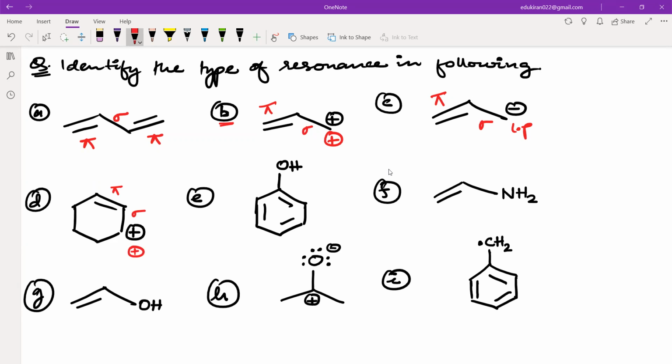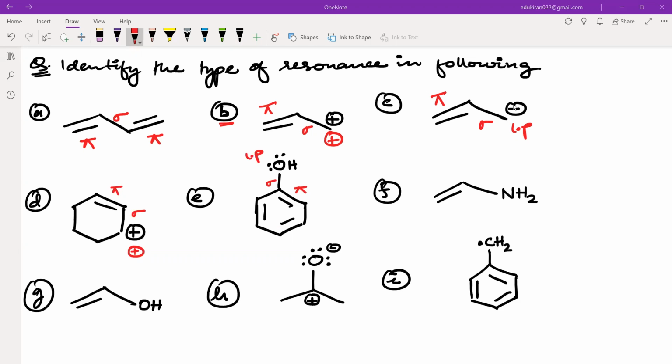Okay. What about the E1? Who will tell me for the E1? Pi sigma pi. Okay. Anything else? Or only pi sigma pi? Oxygen has a lone pair now. Yes or no? There will be lone pairs on oxygen, right? Yes, sir. Okay, so we'll have pi sigma lone pair.